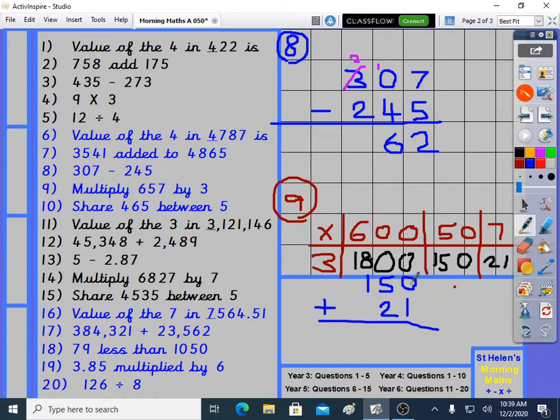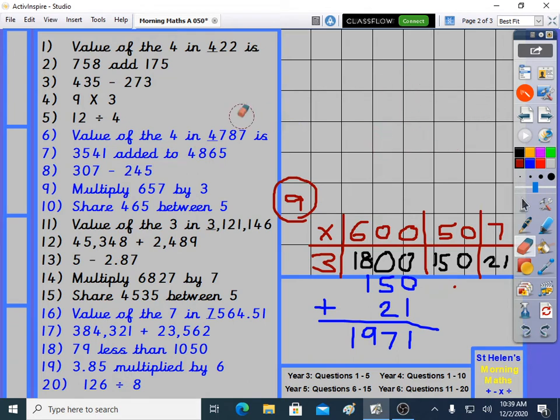I'm going to add those 3 numbers there that are not in the claret colour. So we get 1, 7, 9 and 1. 1,971 is what we get for question 9. And we're on question 10 next, which will be division as usual.